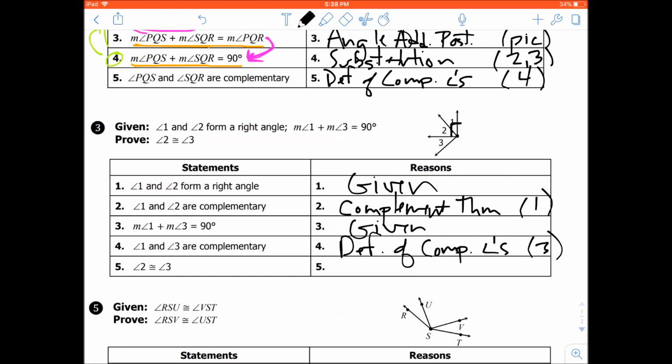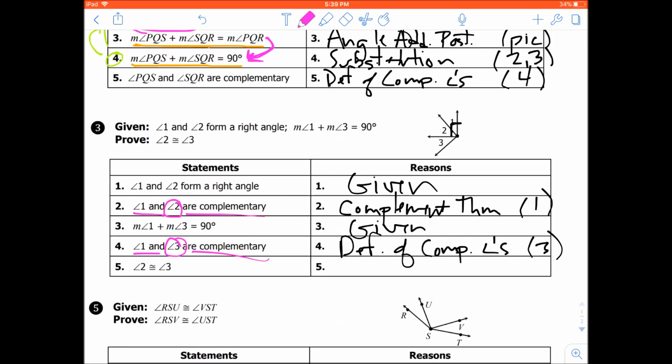Now I want to say 2 is congruent to 3. So supposedly I've got this in my previous information. I just have to combine my previous information. So here I said 1 and 2 are complementary, so 2 is complementary to 1. 3 is complementary to 1. So previously I said 2 is complementary to 1 and 3 is complementary to 1. So that means when you pair 2 up with 1, they add up to 90. When you pair 3 up with 1, they add up to 90.